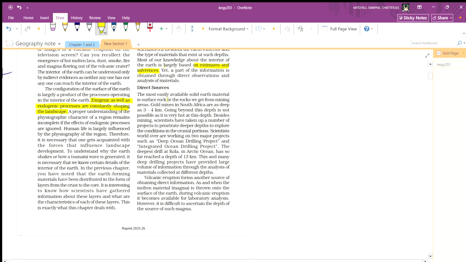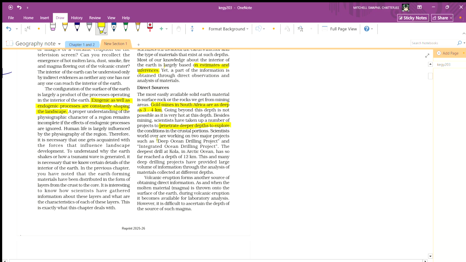Direct source. The most direct, easily available solid earth material is surface rock, or the rock we get from mining areas. Gold mines in South Africa are as deep as 3 to 4 kilometers vertically downward. Going beyond this depth is not possible as it is very hot at this depth. Besides mining, scientists have also taken up a number of projects to penetrate deeper to explore the condition of the crustal portion.